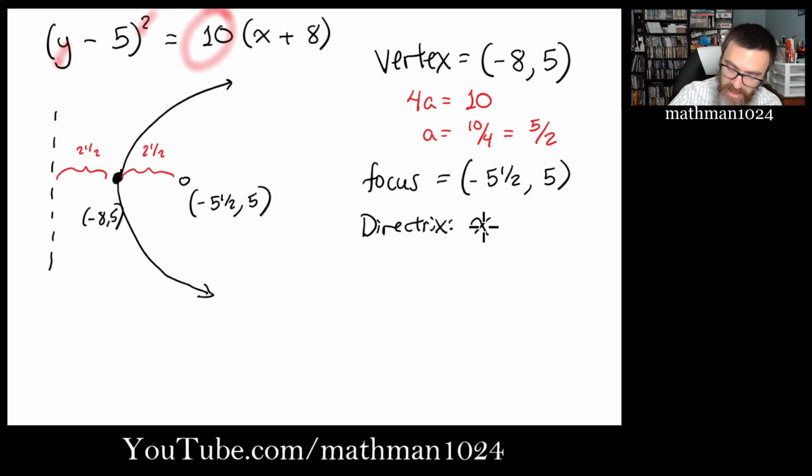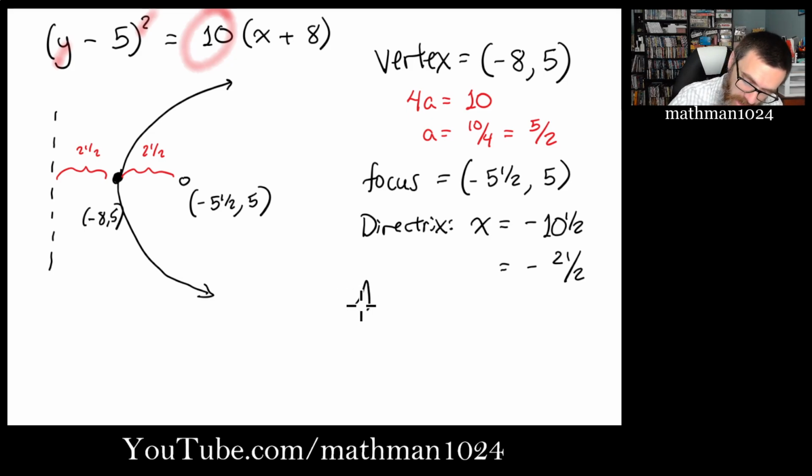My directrix is the vertical line, so it's x equals. If I'm at x equals -8, and I go to the left 2.5. So go left 2, that's -10. Go another half, that's -10.5.